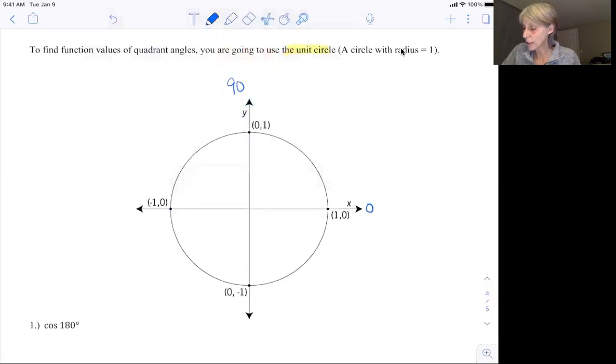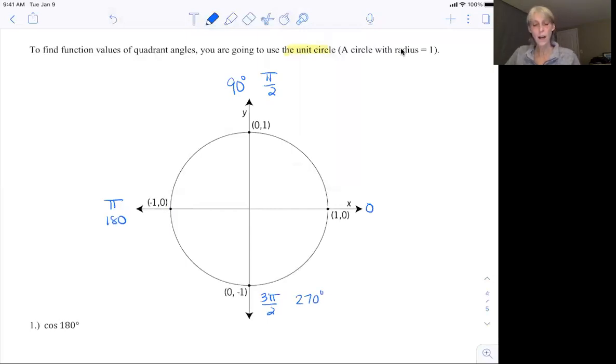This is 90 degrees or pi over 2. These are our quadrant angles. They break up our quadrants. This is pi or 180. And this is 3 pi over 2 or 270. Again, these are quadrant angles.